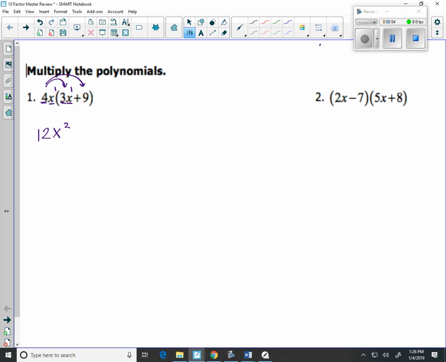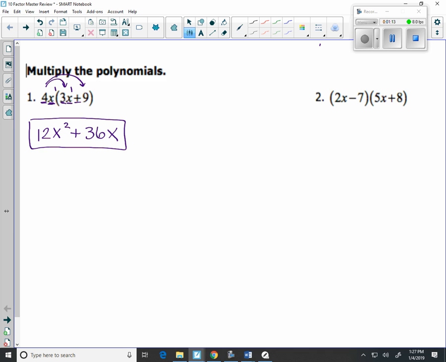And then 4x times 9, we have a plus in the middle. 4 times 9 is 36. 4 has an x with it, the 9 doesn't. And that's your final answer there.